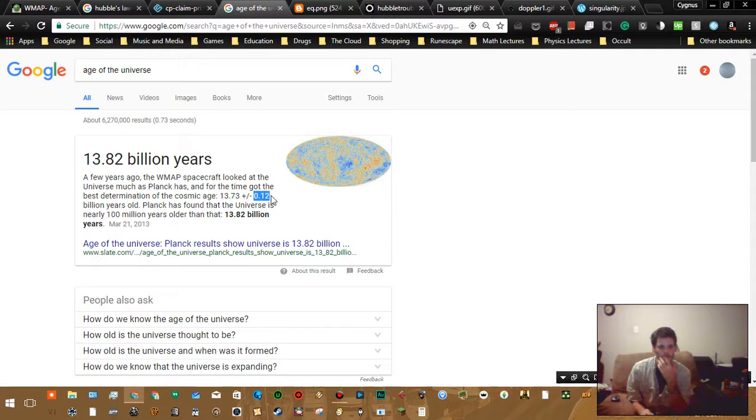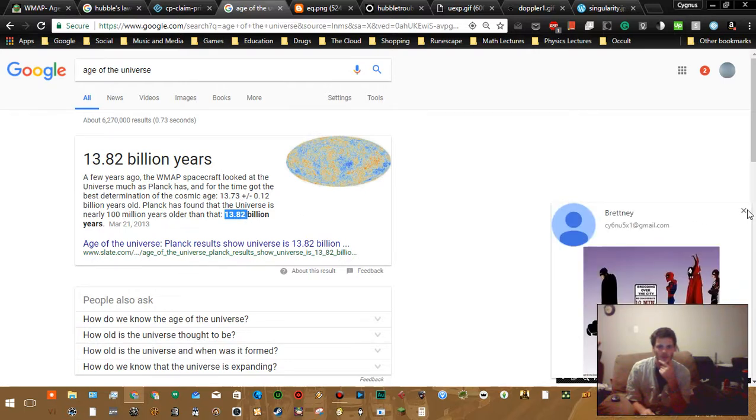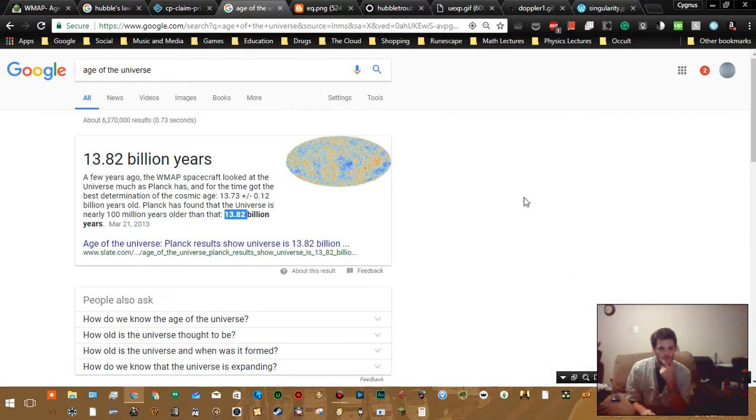This 0.12 value means that this is how much we could be wrong. This is how much we know we could be off. Not really much out there. But then we had another spacecraft here, this Planck. This Planck spacecraft was another one that comes out that says, we were off. But within the range of error, we knew we were off. 13.73 plus or minus 0.012.